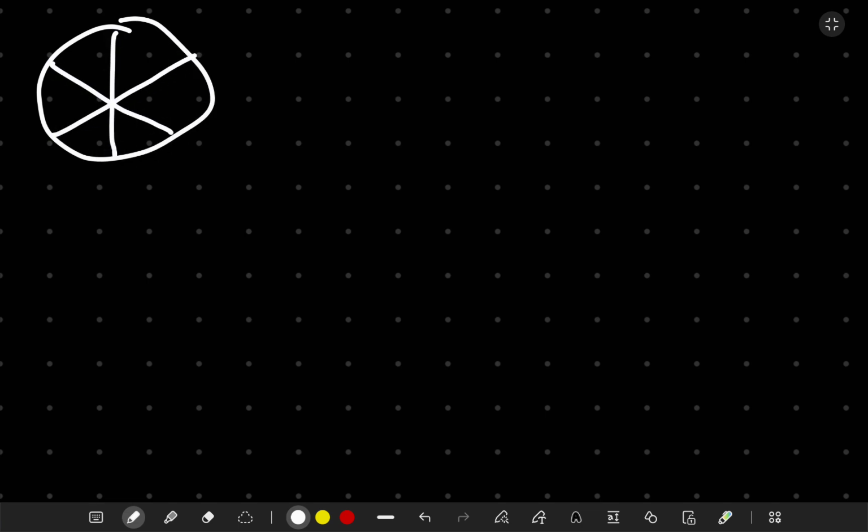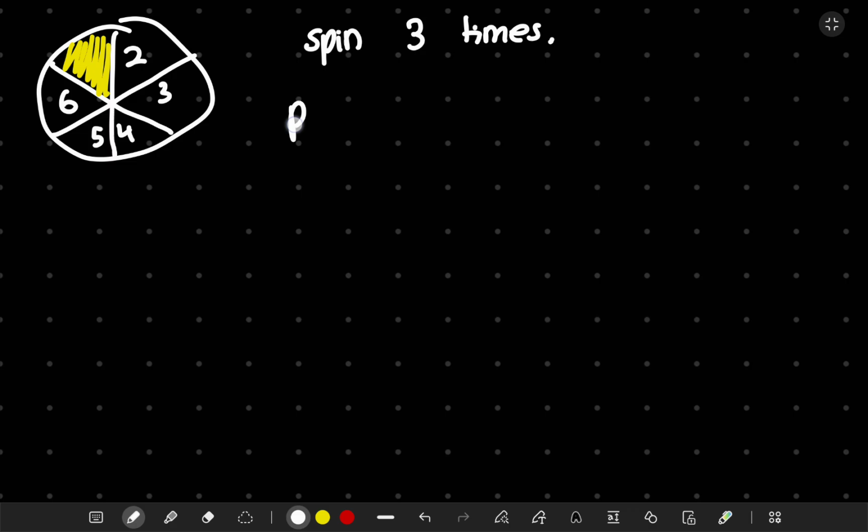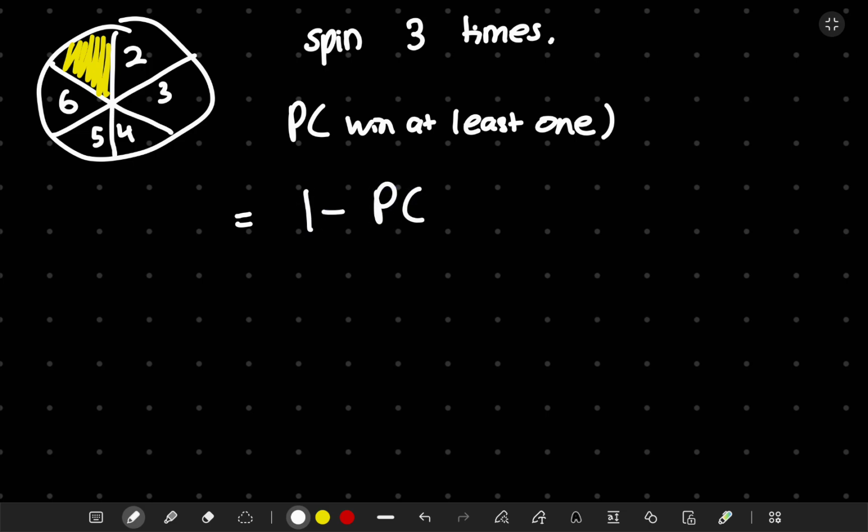Let's see if we can do this again. Let's say I have a spinner. This time it has 6 choices: 1, 2, 3, 4, 5, 6. Let's just say that this one is the winning one. Let's say I spin 3 times. What is the probability that I win at least 1? Because it's realistic, I want to win at least 1, that way I can get the prize. The opposite of at least is none. So the probability is 1 minus getting no win.